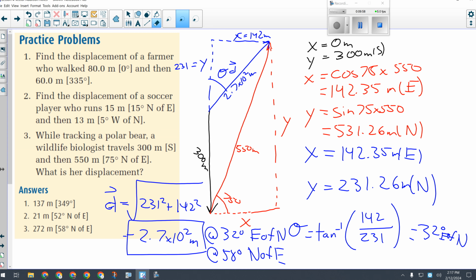So, steps are always the same. First I drew the picture. Then I identified all the x's and all the y's. I knew that I didn't have an x for the black one. I did have a y, and it was 300. Then I calculated the ones that involved trigonometry for the red vector. Then I combined the x's to get blue x. I combined the y's to get blue y. I did Pythagorean theorem to get the resultant. And then I did trigonometry to get the angle. It's always the same steps. Once you've got those steps down, you really can't go wrong. Questions on that one?